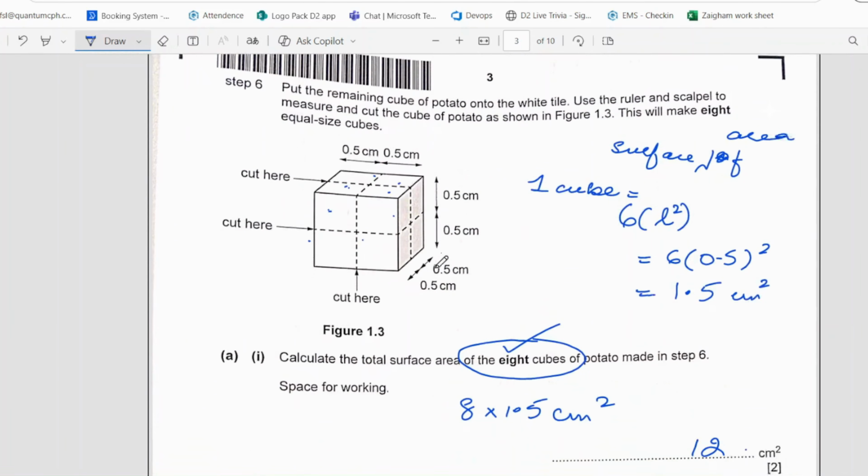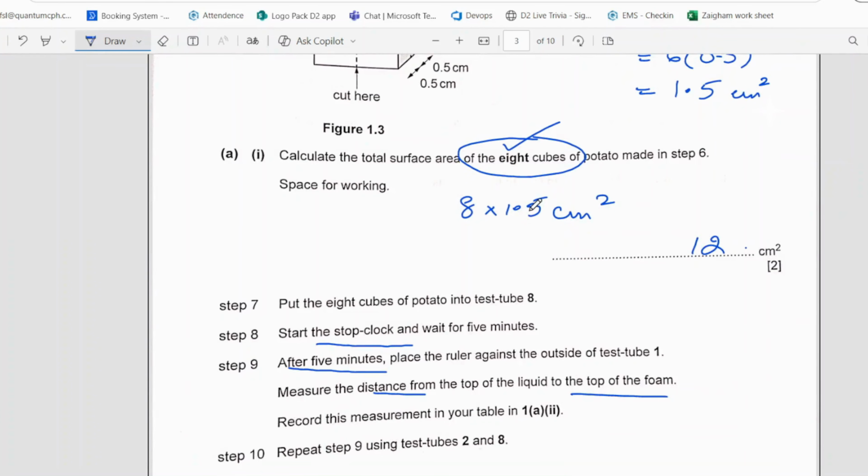What else? Do you have a soft copy of this paper? Okay, let me send you then.